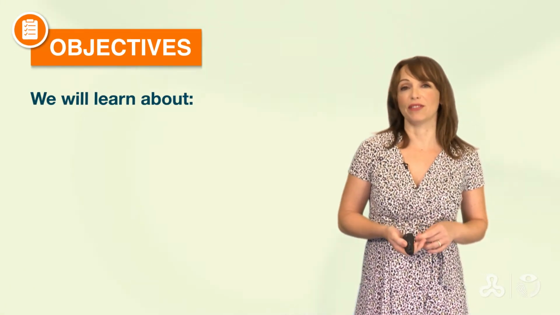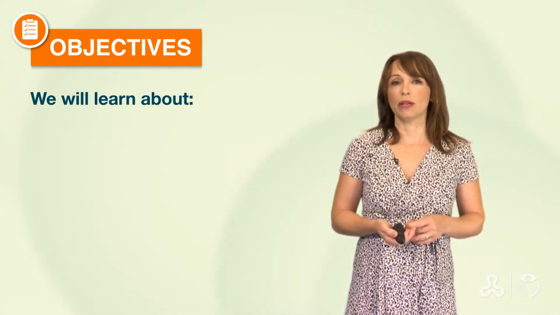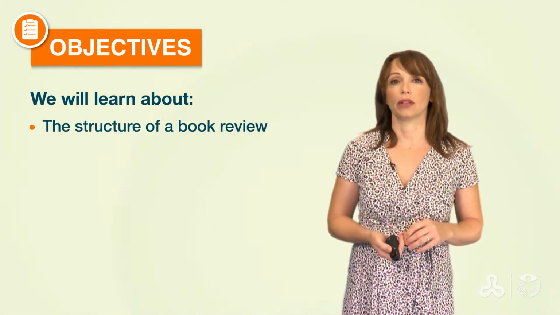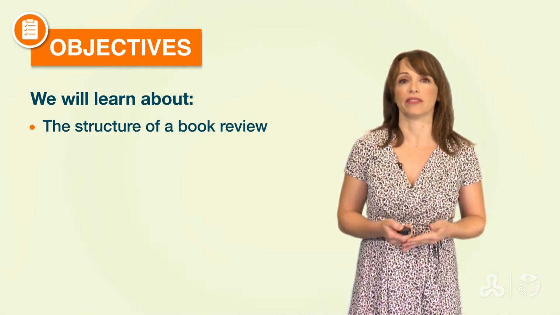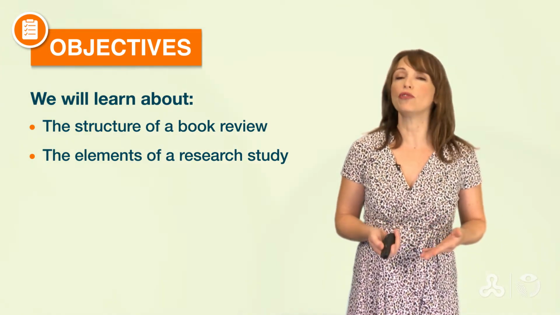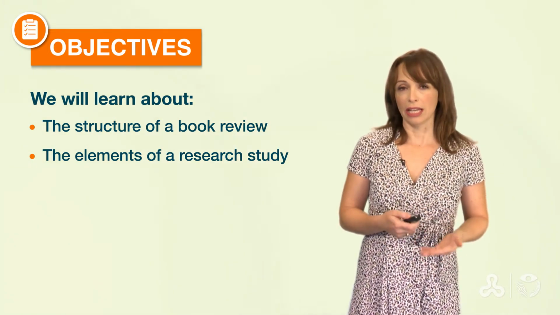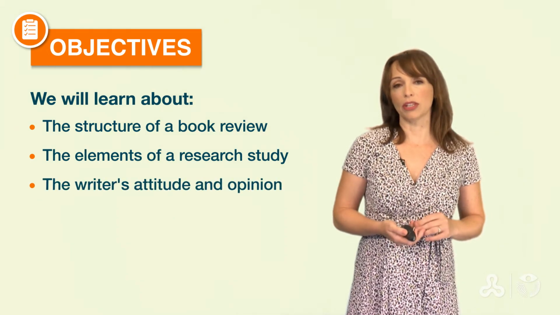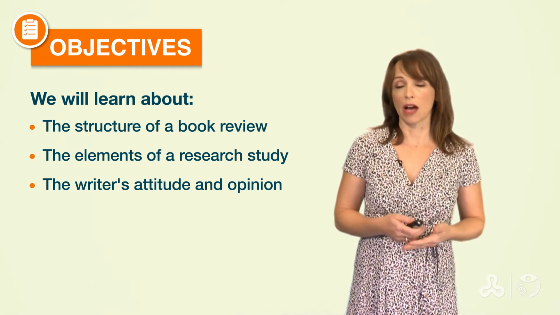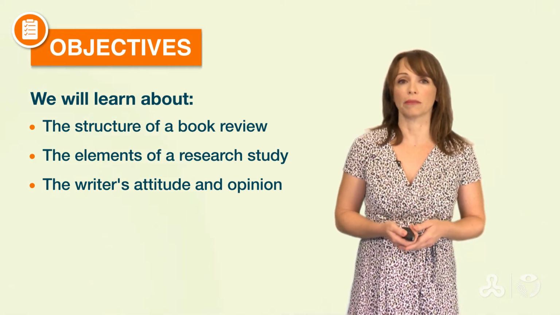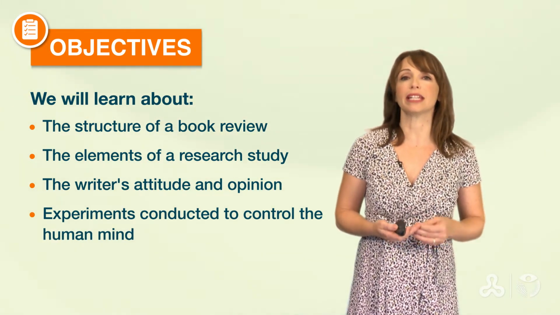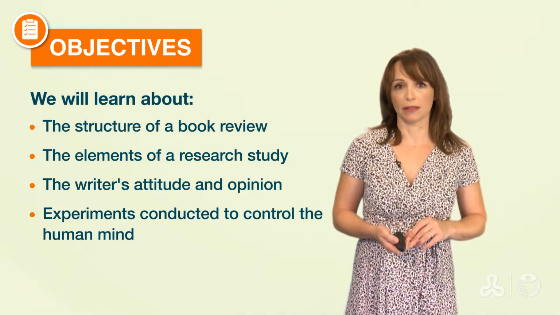So what are the objectives in our lesson today? The objectives for our text: we're going to be looking at the structure of a book review. נסתכל על מבנה של ביקורת ספר. We're going to be looking at the elements of research. כן, אנחנו נסתכל שוב פעם על המרכיבים של מחקר. We're going to be looking at the writer's opinion and attitude, what the writer thinks about a certain topic. And we're going to look at experiments conducted to control the human mind.